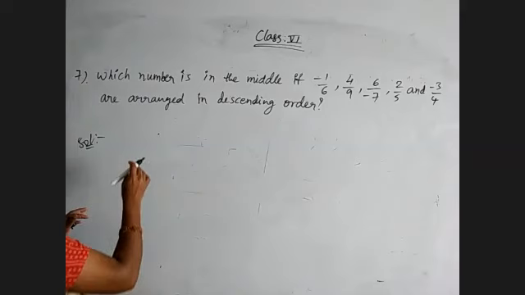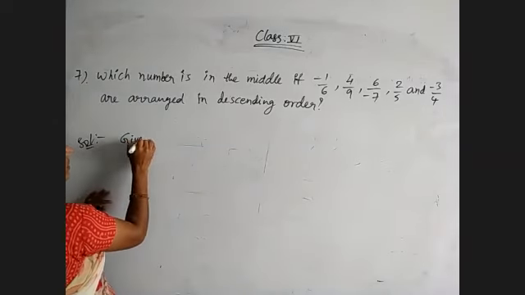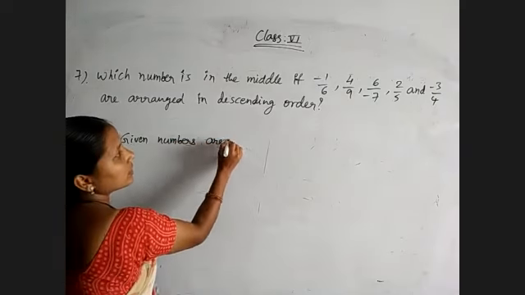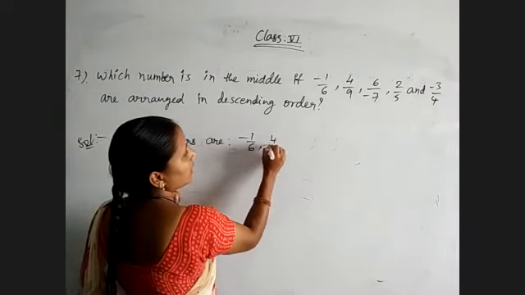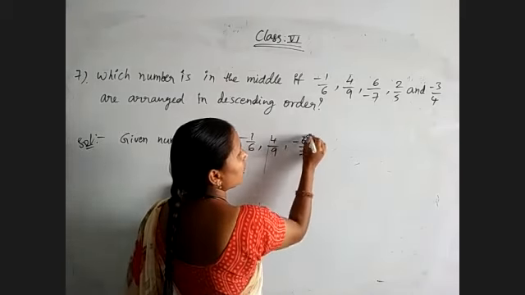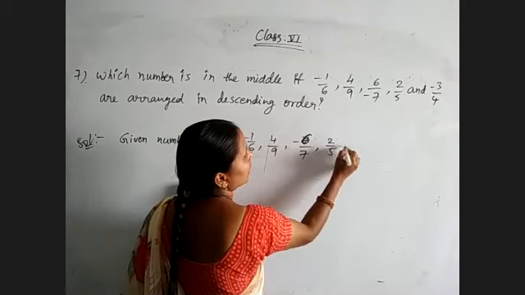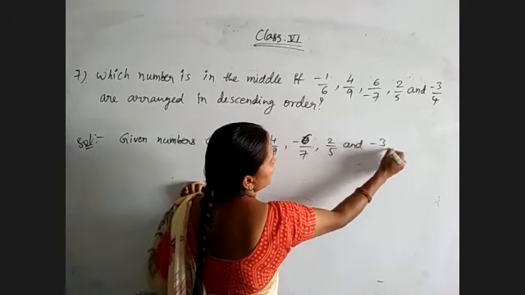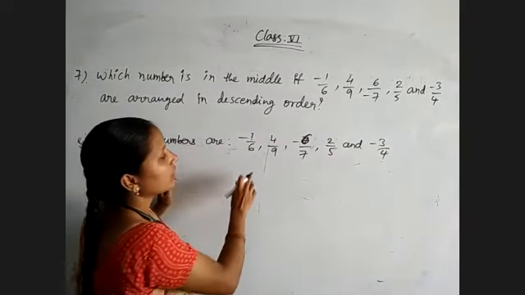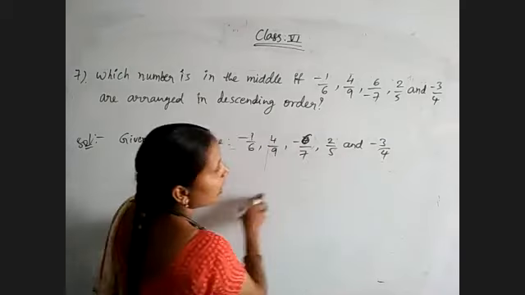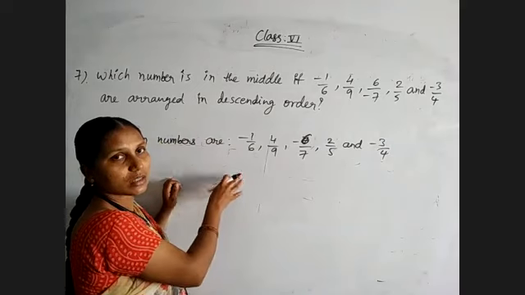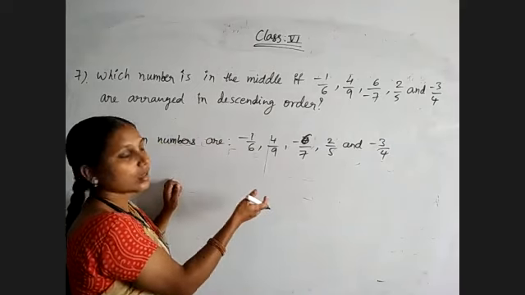Now, the given numbers are minus 1 by 6, 4 by 9, 6 by minus 7, which is nothing but minus 6 by 7, 2 by 5 and minus 3 by 4. Observe the denominators: like fractions only can be compared easily. 6, 9, 7, 5, 4 are all different numbers. So what we will do first is convert these numbers into like fractions.